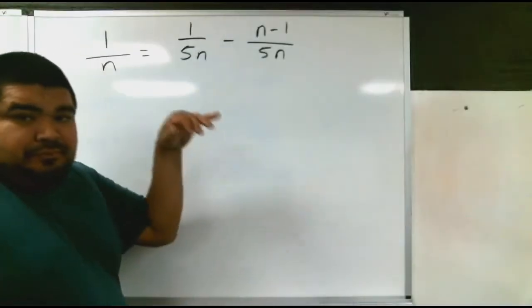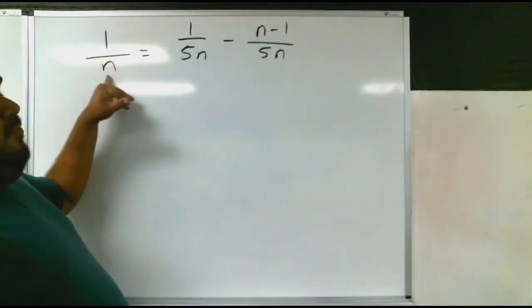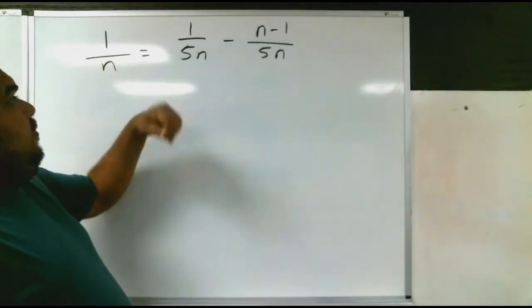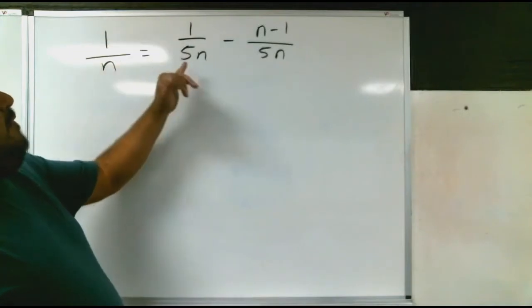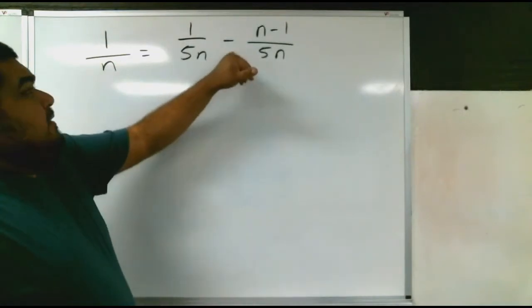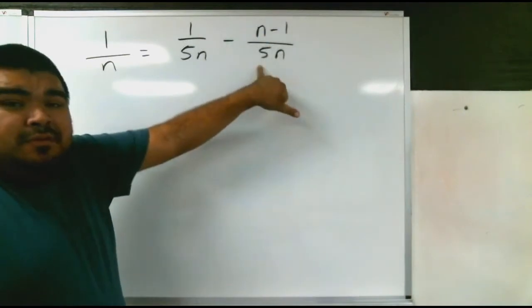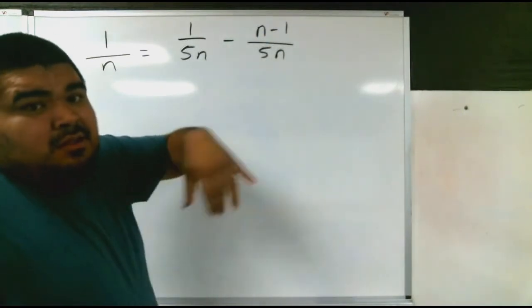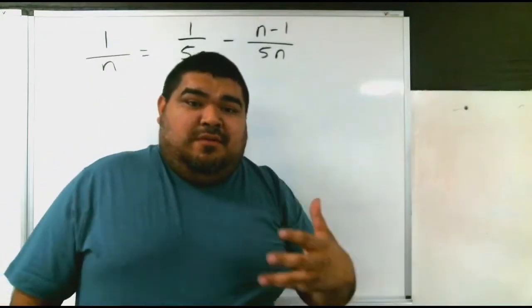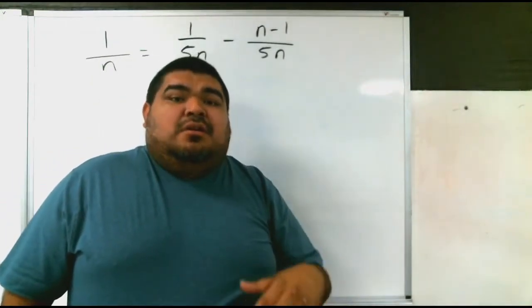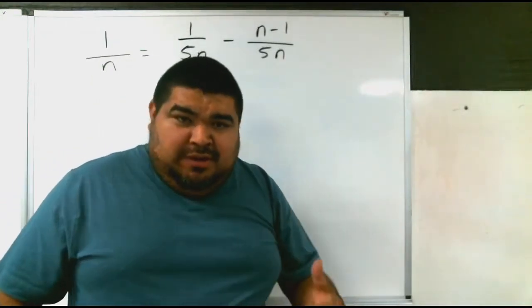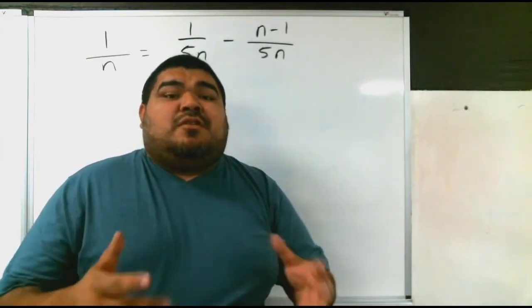So, we have 1 over n equals 1 over 5n minus 1, or n minus 1 over 5n, okay? Like I said, we are starting with very, very basic ones. So, all we have to do today, okay, is solve for that variable.